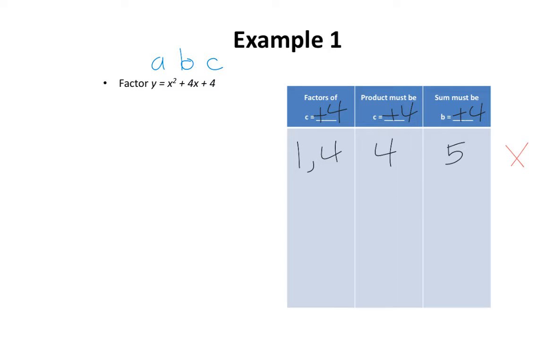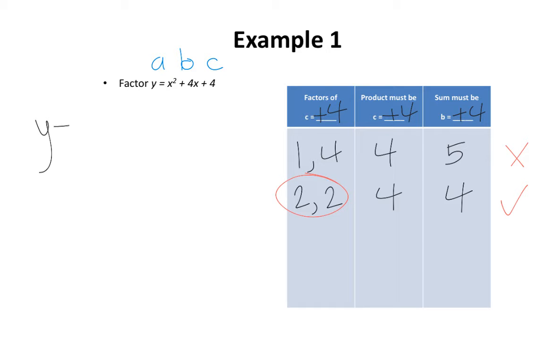Let's think of 2 and 2. Okay, so the product must be positive 4. Well, 2 times 2 is 4. And the sum must be positive 4. Well, 2 plus 2 is equal to 4. So guess what? The product is 4 and the sum is 4. Therefore, these factors of positive 4 are correct.